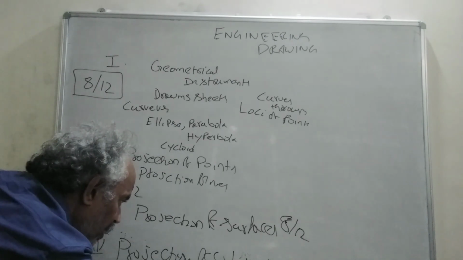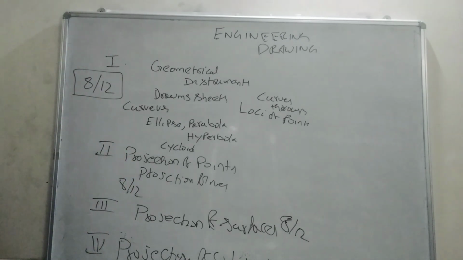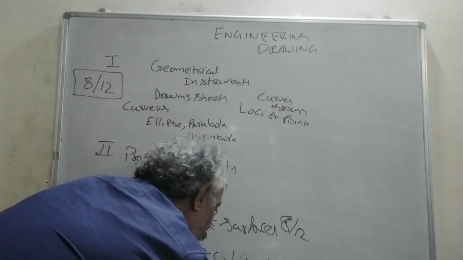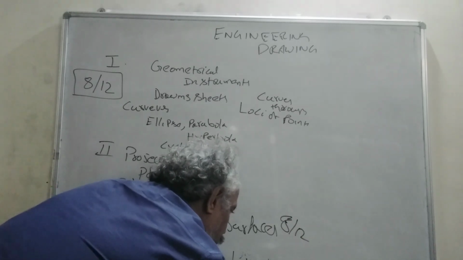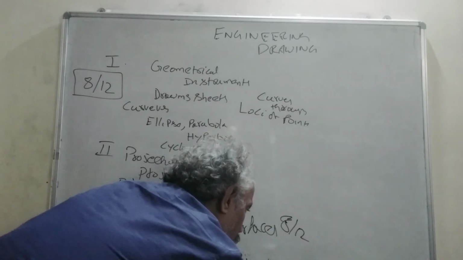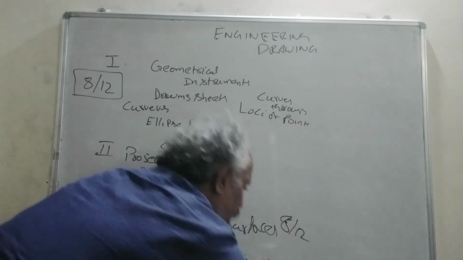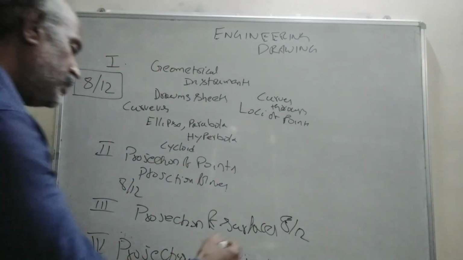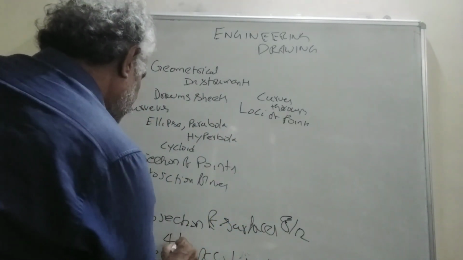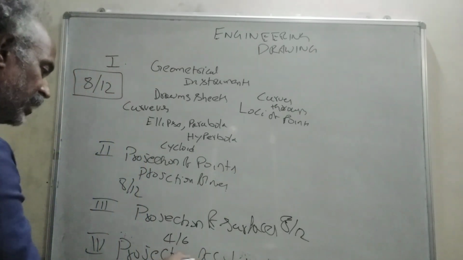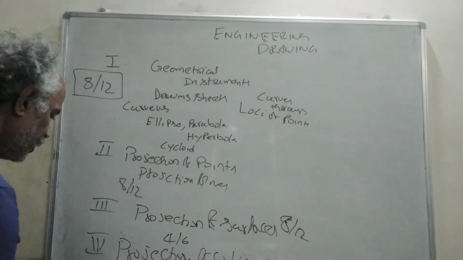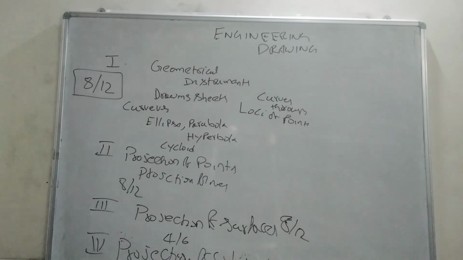Section of solids means we are cutting the solid into 2 pieces, and how the development of the solids will be explained. So projection of solids, 4 classes or 6 classes you can take. Section of solids and development of surfaces, 4 classes to 6 classes you can take. And this is about unit number 4.